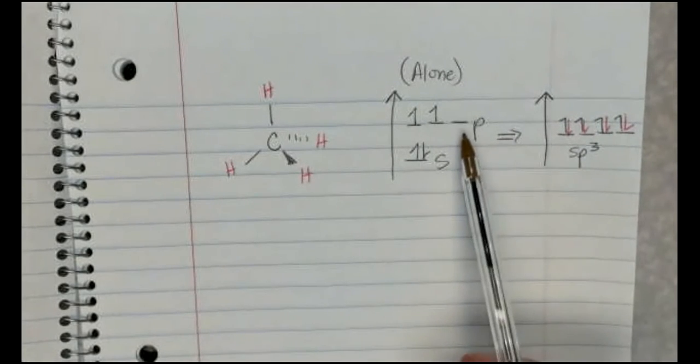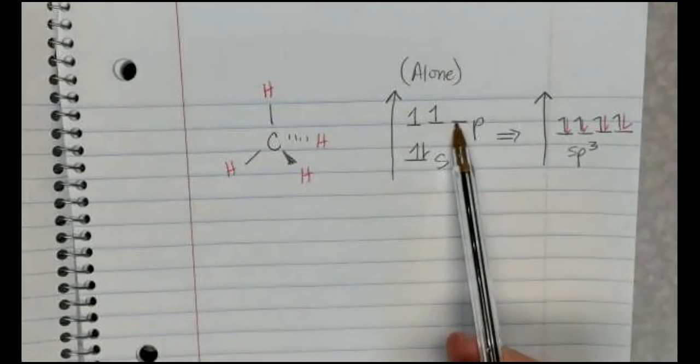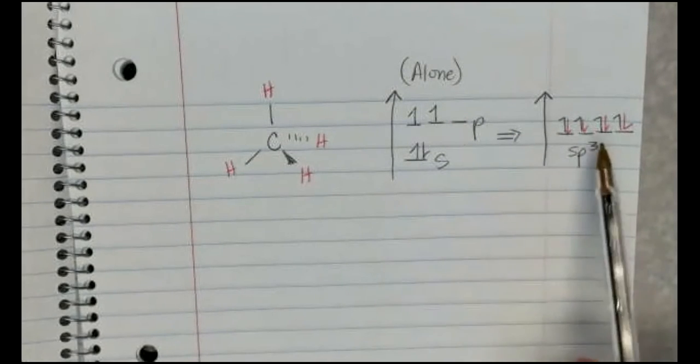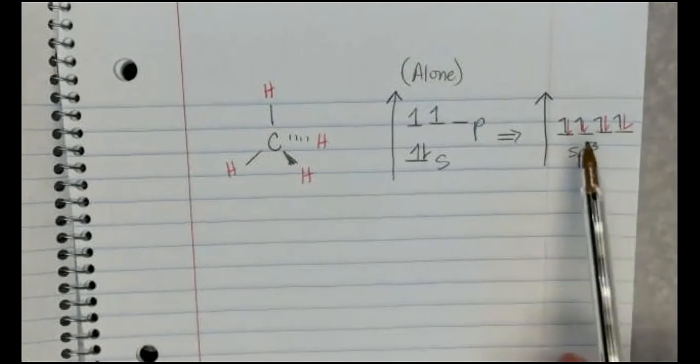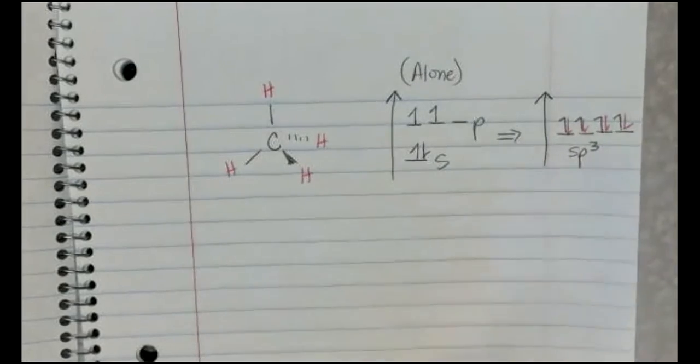So it doesn't really make sense. You can't put 2 bonds in the same p orbital, right? So you have to hybridize those orbitals, spread out the electrons, and then that's why you get an sp3 hybrid.